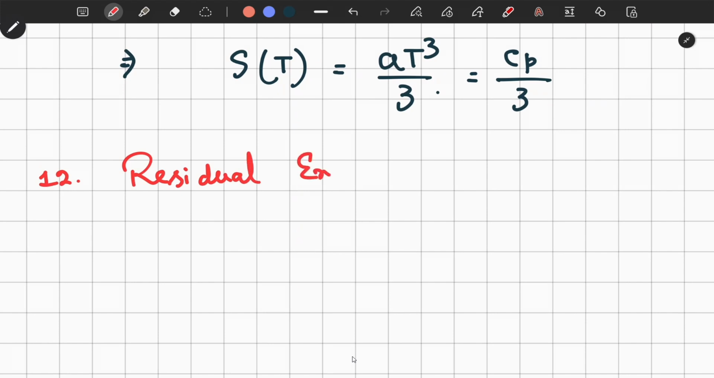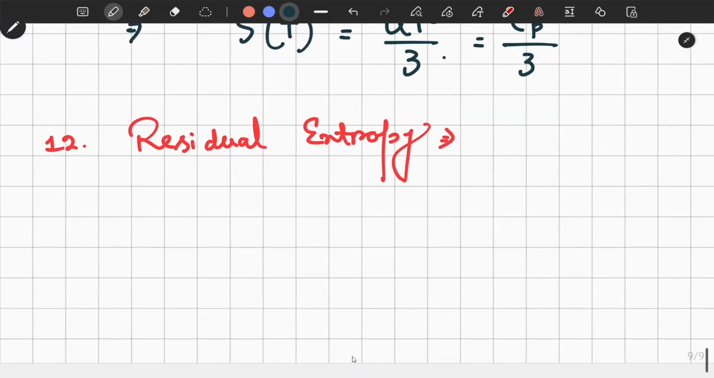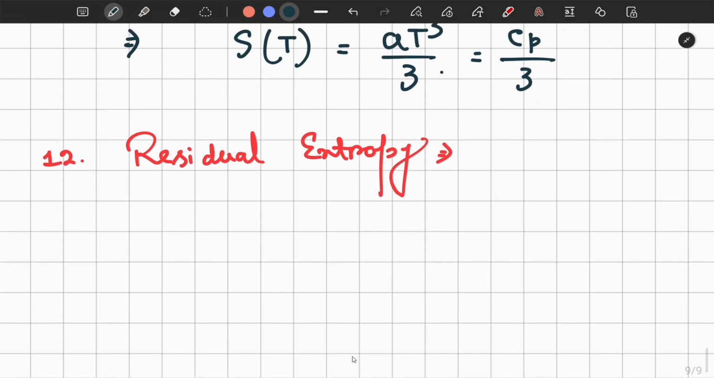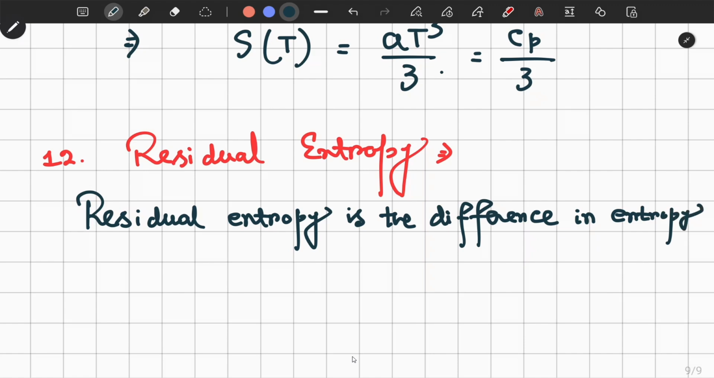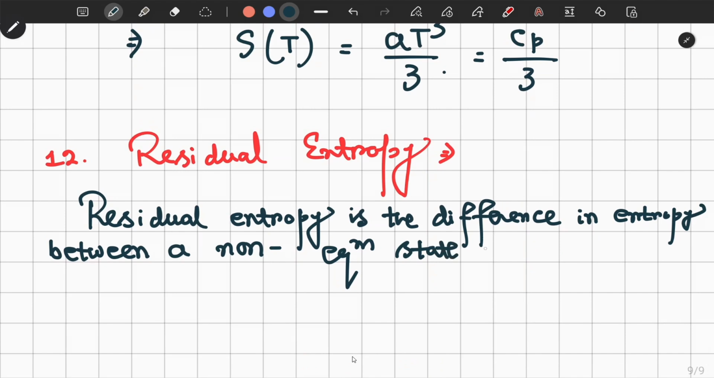Residual entropy. This part you already know, but still, let me first define it. Residual entropy is the difference between the entropy of a non-equilibrium state and the crystal state of a substance.